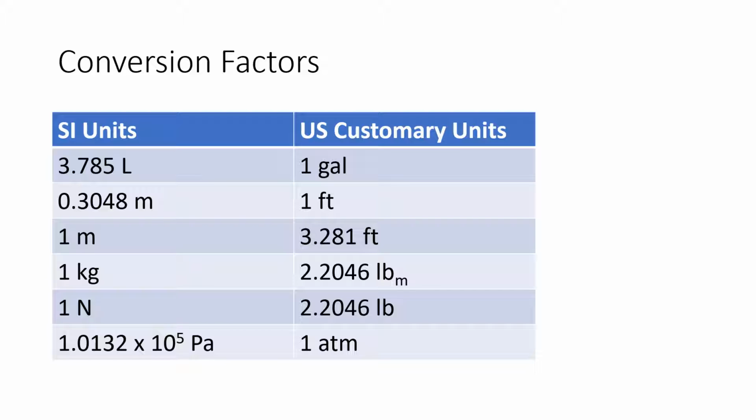In this case, we have 3.785 liters equal to 1 gallon. 0.3048 meters equals 1 foot. And I've shown it in the reverse, so 1 meter equals 3.281 feet. Here's the mass conversion: 1 kilogram equals 2.2046 pounds mass. And 1 Newton, which is of course a force unit, is equivalent to 2.2046 pounds of force.